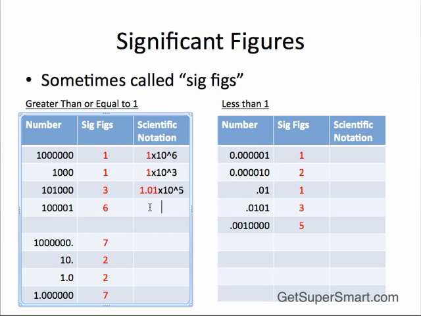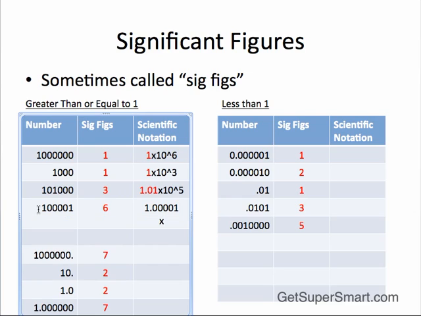Here all of these were significant, so now I've got to write 1.00001, and I'm just going to bring it down to the next line here, times 10 to, let's see how many times I have to move it over. 1, 2, 3, 4, 5 again.